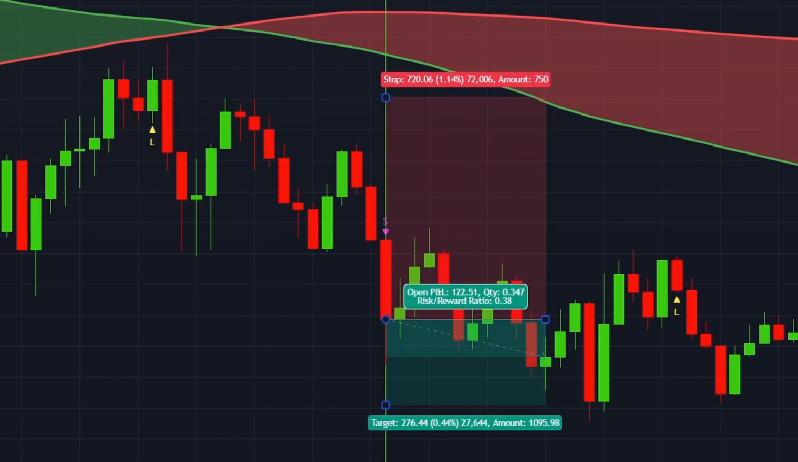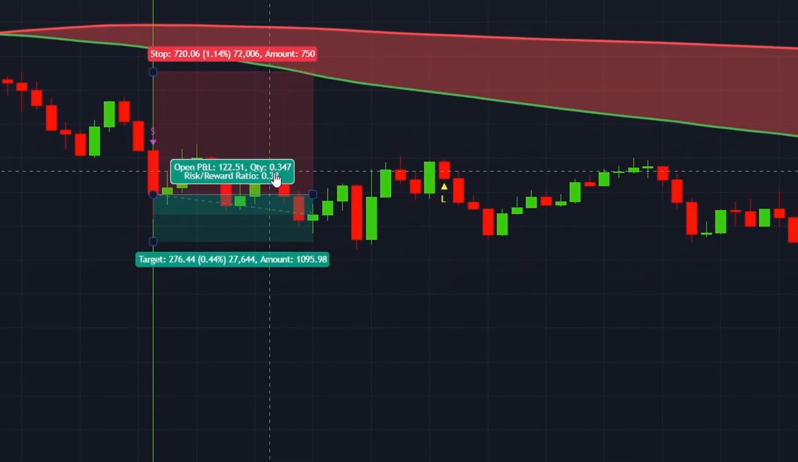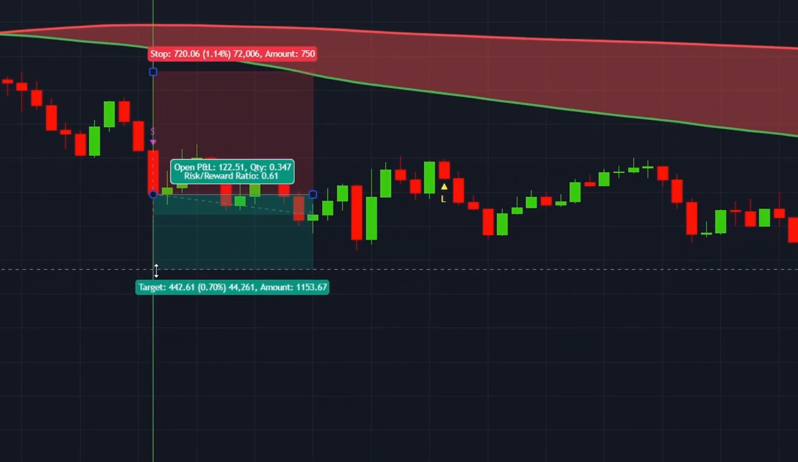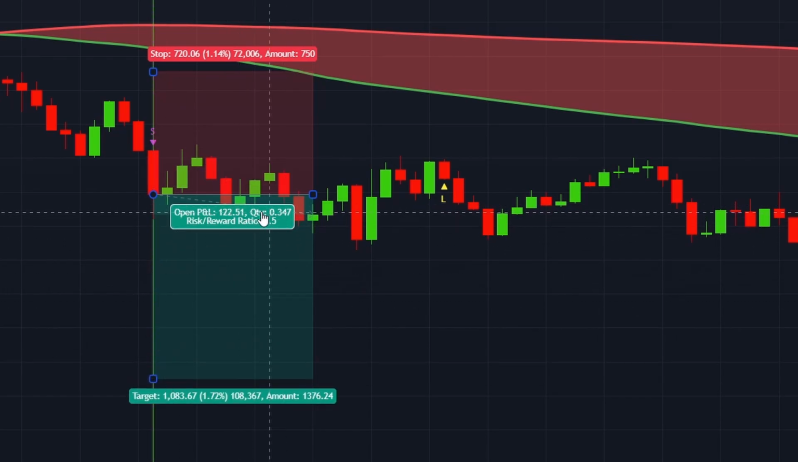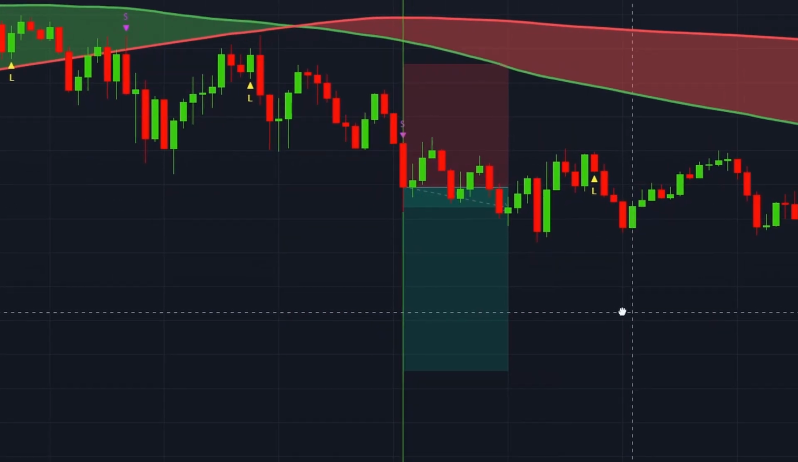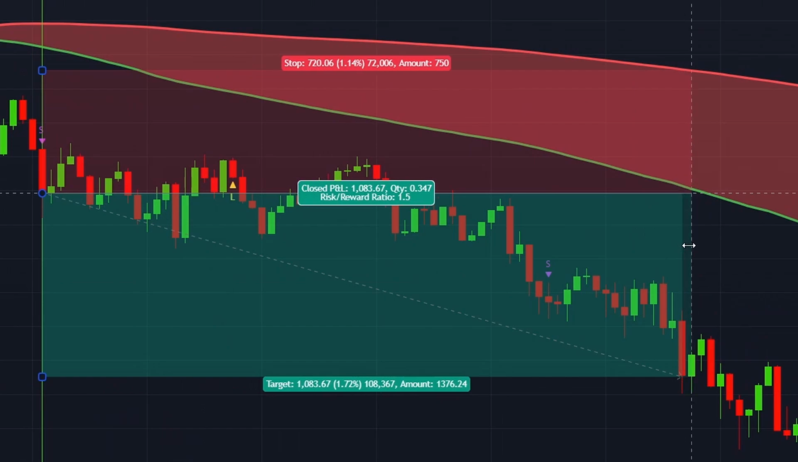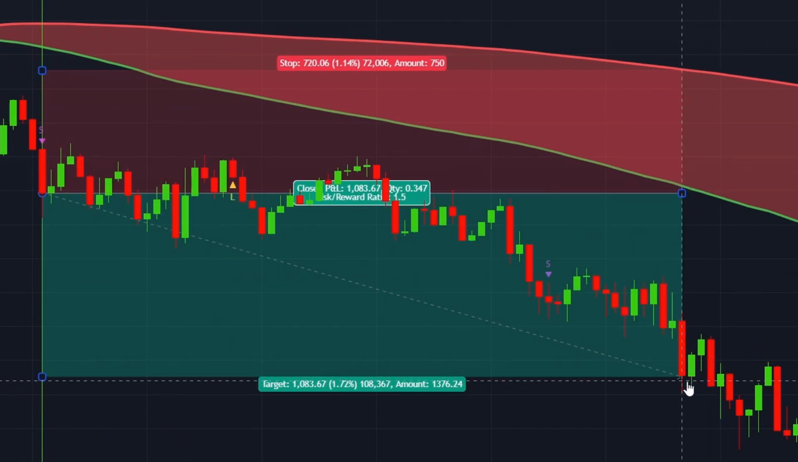For the take profit, we will use a 1 to 1.5 risk to reward ratio. Let's find where that is. Currently it is at a 1 to 0.38, so we'll need to move the target down a bit. And the 1.5 is just here. Let's see how this plays out. And yes, as you can see, this was another winning trade. Okay, now you know all the rules for this original strategy.